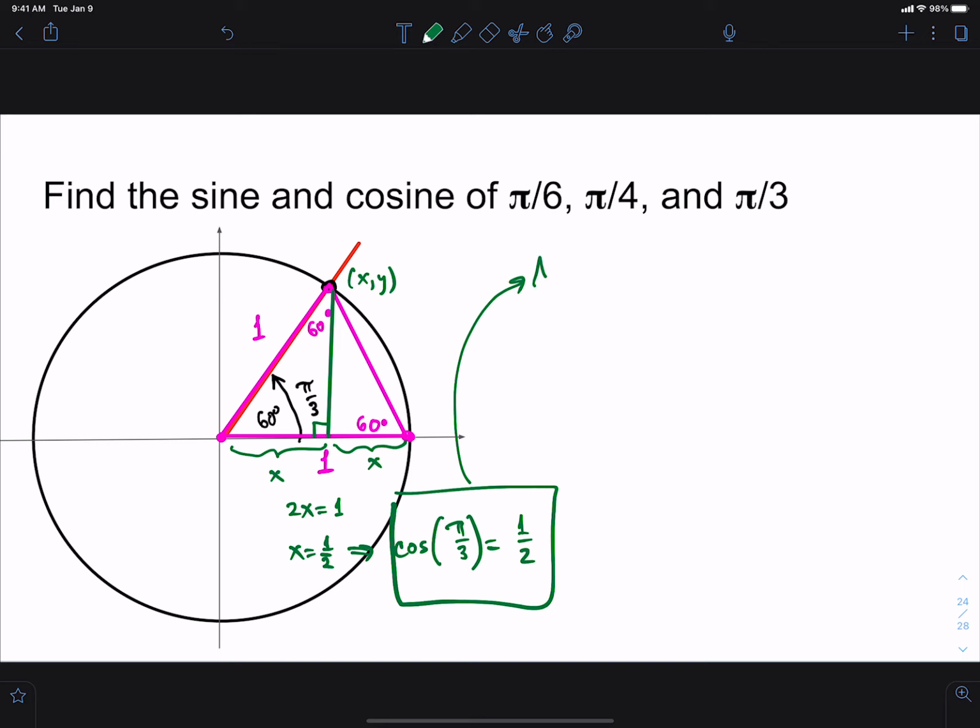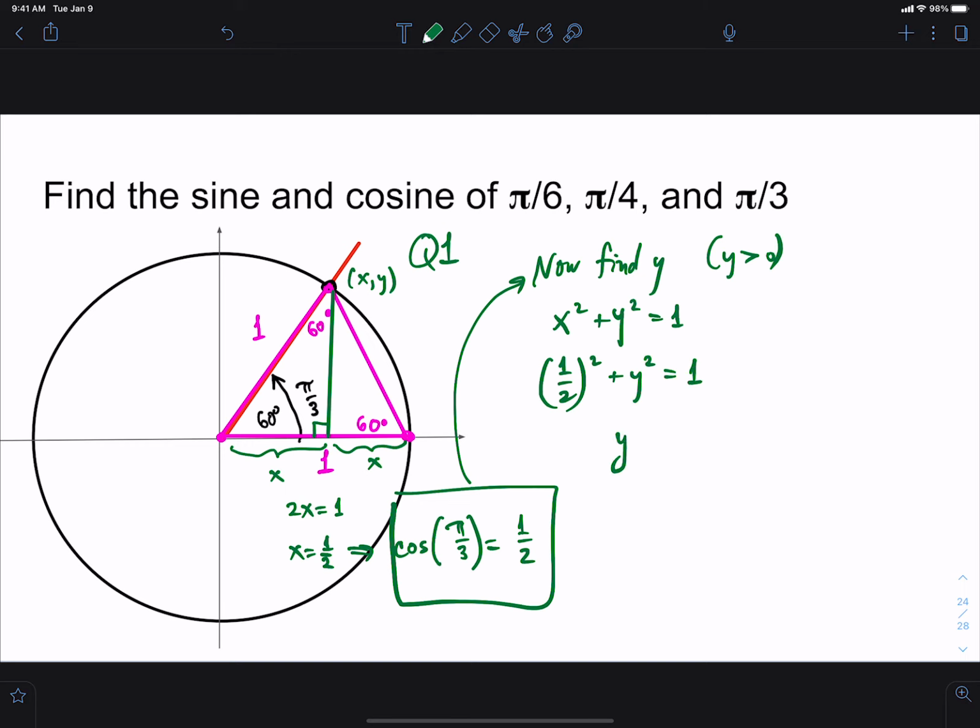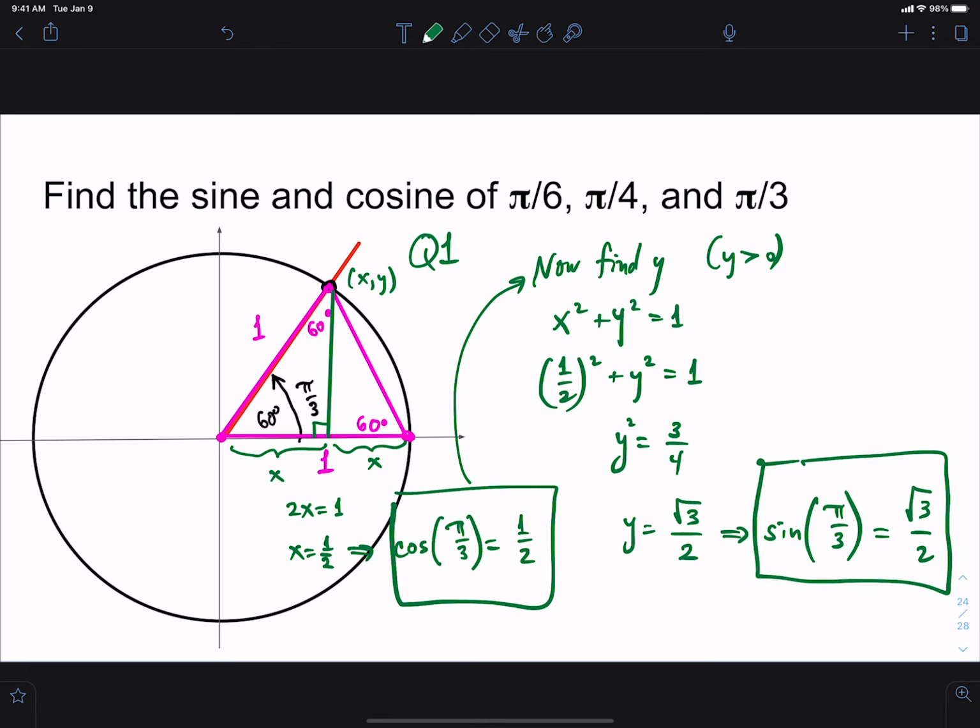And now we want to find y. We are in quadrant 1, so y is positive. And we are in a circle, this unit circle, so x squared plus y squared equals 1 squared. And x is 1/2 squared plus y squared equals 1. And we've actually done this before. Y squared is 3 over 4, so y is root 3 over root 4. And this means that the sine of pi over 3 is root 3 over 2. And let's put a box around that.